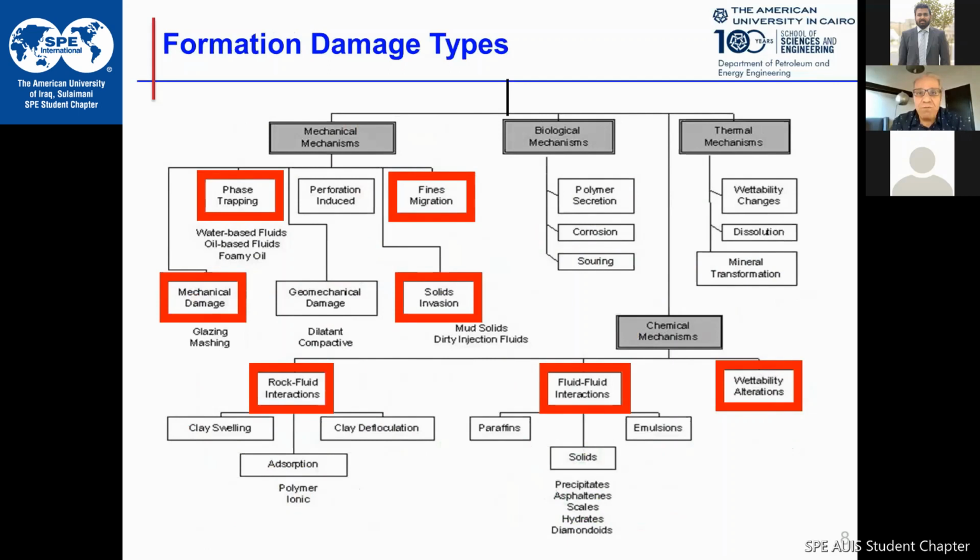Now there are different types of formation damage. Formation damage can be driven by different mechanisms, like, for example, mechanical, biological, thermal, and chemical mechanisms. Mechanical and chemical mechanisms contribute to lots of formation damage because of their nature. If you look at these red rectangles, when it comes to mechanical, we always talk about phase trapping or fine migration, solid invasions, mechanical damage, friction-induced damage, and so on. Chemical damages are related to interaction between fluid and fluid, interaction between fluid and rock, and interaction related to wettability, whether the rock is oil wet or water wet.